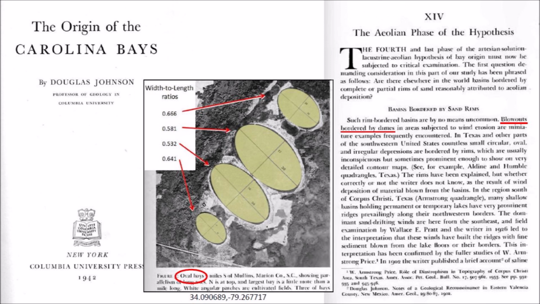In 1942, Professor Douglas Johnson from Columbia University wrote a book entitled The Origin of the Carolina Bays, where he proposed that the bays originated from lakes formed by artesian springs whose sandy rims were formed by the action of the wind. Throughout his book, Professor Johnson referred to the bays as having an oval rather than an elliptical shape, even though it is relatively easy to verify the elliptical geometry of the bays in the images that he published in his book. Professor Johnson considered the Carolina Bays to be blowouts created by wind erosion that were bordered by dunes. One chapter of his book describes the Aeolian phase of his hypothesis.